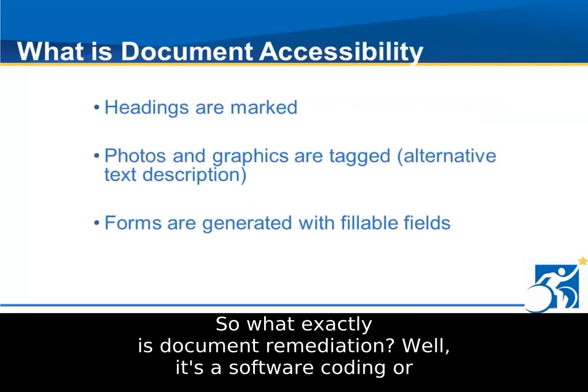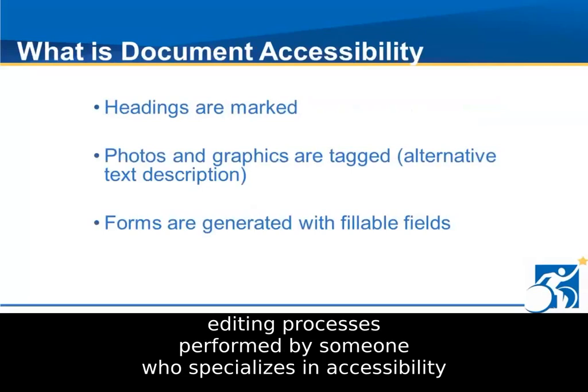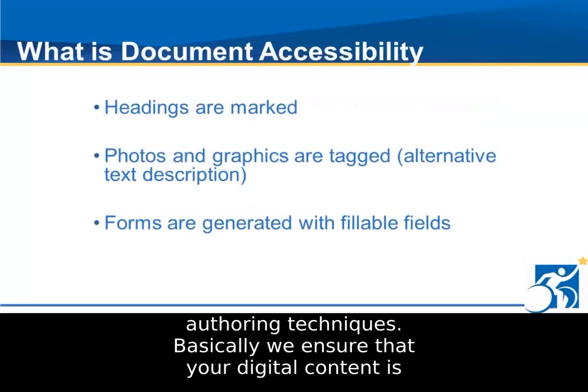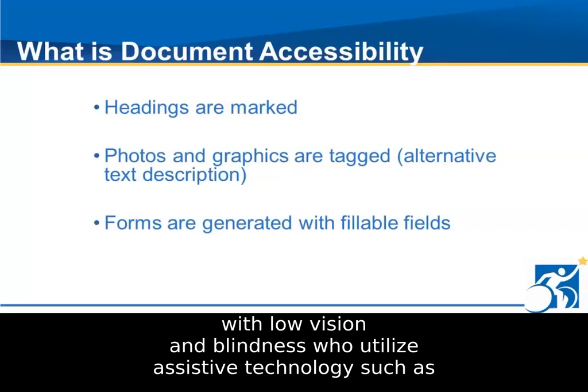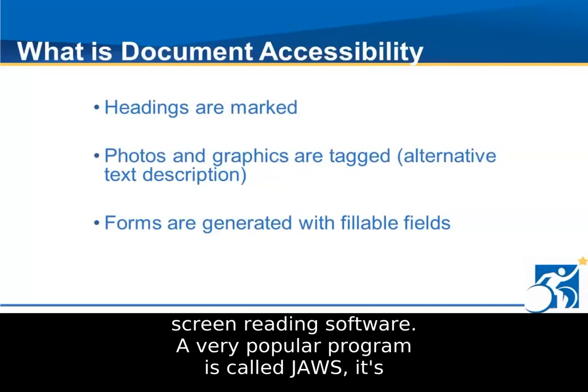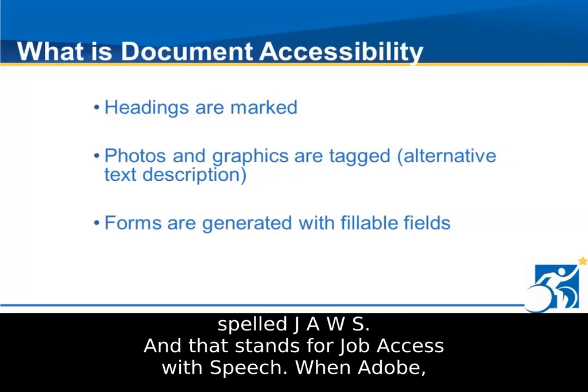So what exactly is document remediation? Well, it's a software coding or editing process performed by someone who specializes in accessibility authoring techniques. Basically, we ensure that your digital content is accessible by all of your internal and external viewers, including those with low vision and blindness who utilize assistive technology, such as screen reading software. A very popular program is called JAWS, spelled J-A-W-S, and that stands for Job Access with Speech.